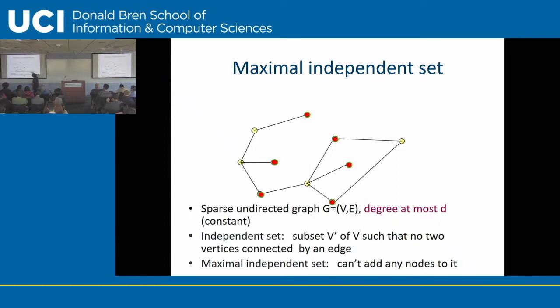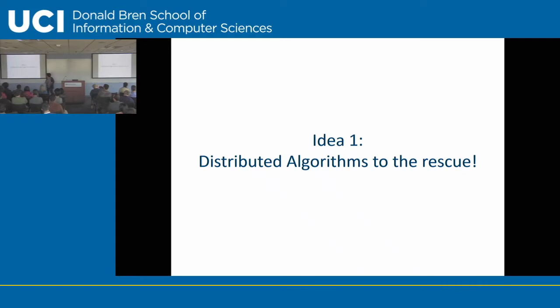If I added any node to this red set, if I colored any of these yellow nodes red, it would no longer be independent because there would be two nodes that have an edge. Like if I color this red, that would be bad because it has an edge with this one and with that one. Similarly, if I took any red node and colored it yellow, the yellow nodes would no longer be independent. Ah, you're right. So ignore what I said about the yellows. Thank you. I was a little tired there.